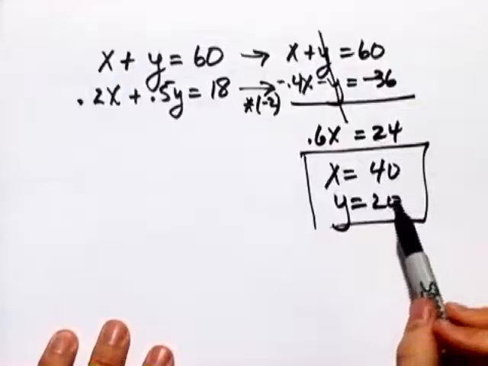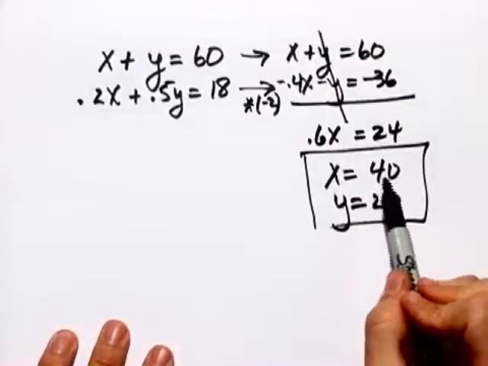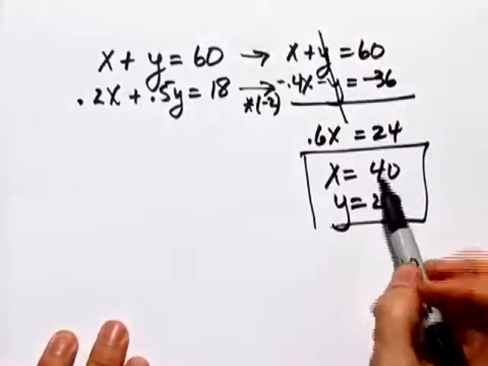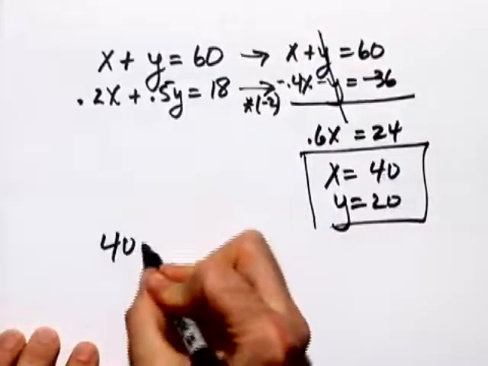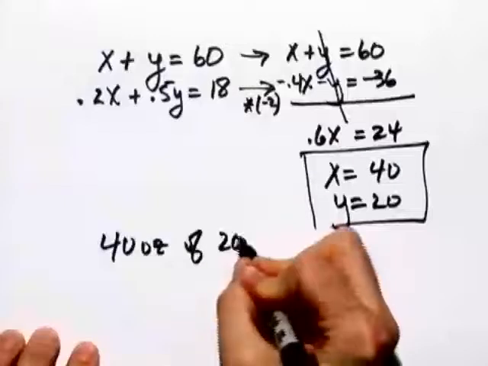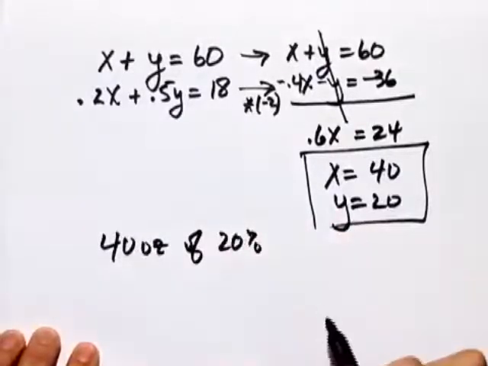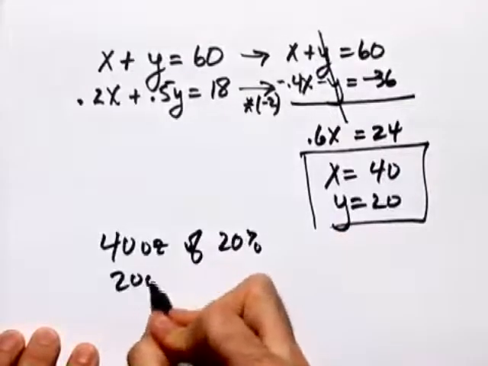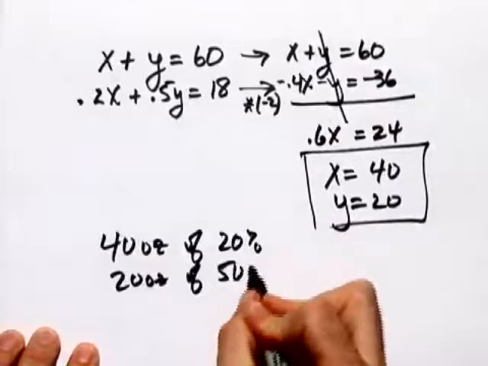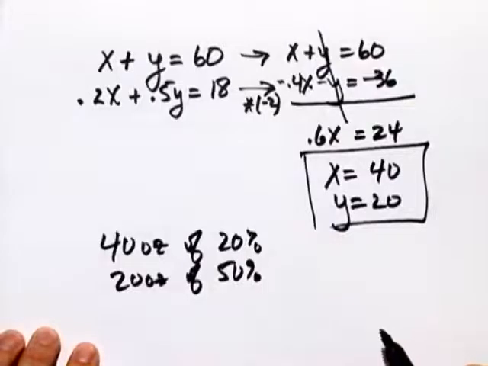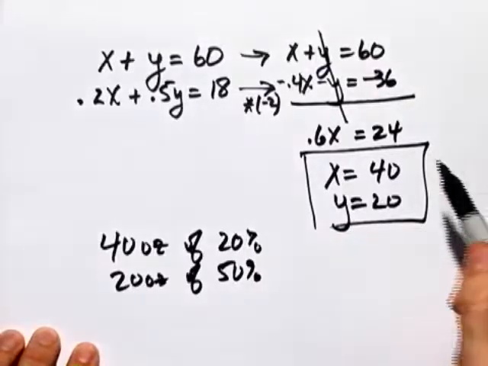Remember, the original question was to find how many ounces of each solution must be used. X was the amount of 20% solution, so we would say use 40 ounces of the 20%, and Y was the amount of the 50%. So what we'd say is that we need 20 ounces of the 50% solution. So here's our answer: that's what we needed to obtain 60 ounces of a 30% acid solution.